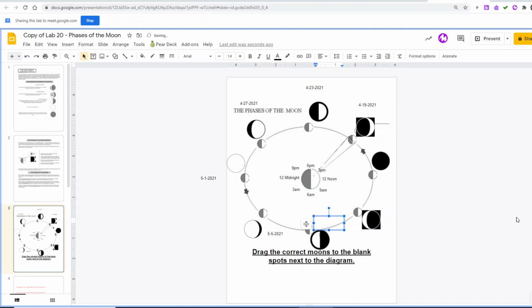And this is how you can make predictions about what the planet is going to look like, or at least what the moon will appear to be in the night sky. That's a cool thing about science. You can make predictions. What would that be? 5/13.